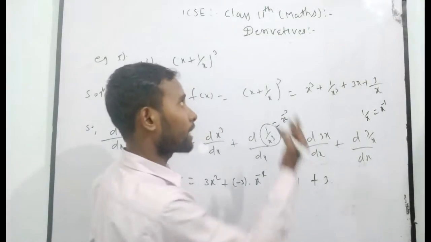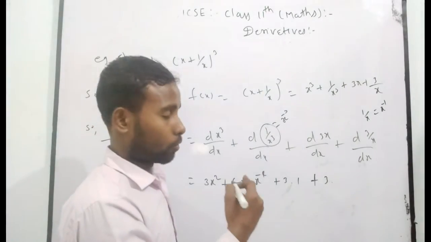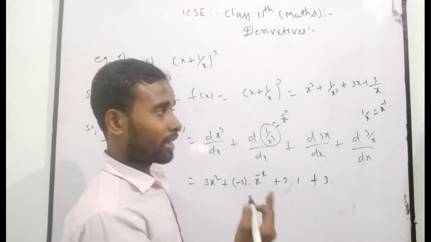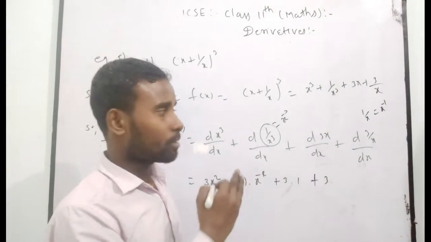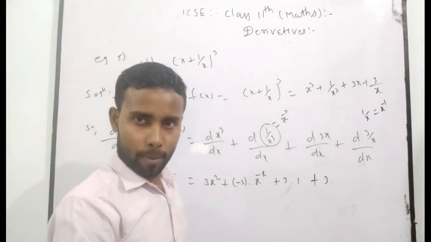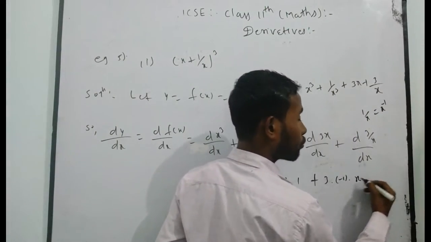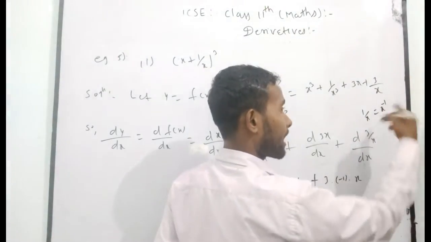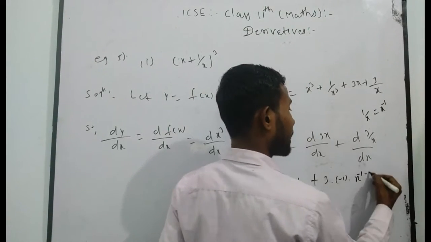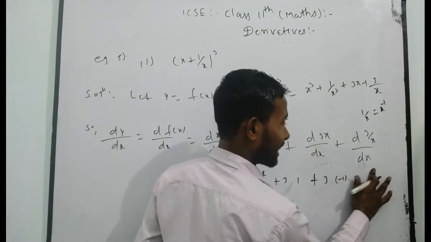So why do you use the formula for the derivative of x to the power n with respect to x? It will be n into x to the power n minus 1. Here n is equal to minus 1. So you take minus 1 into x to the power n minus 1, n is equal to minus 1, so it will be minus 1 minus 1, that means minus 2.